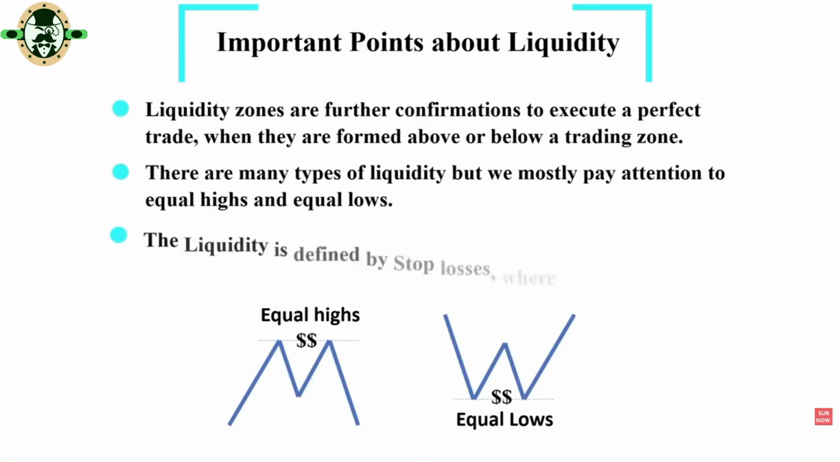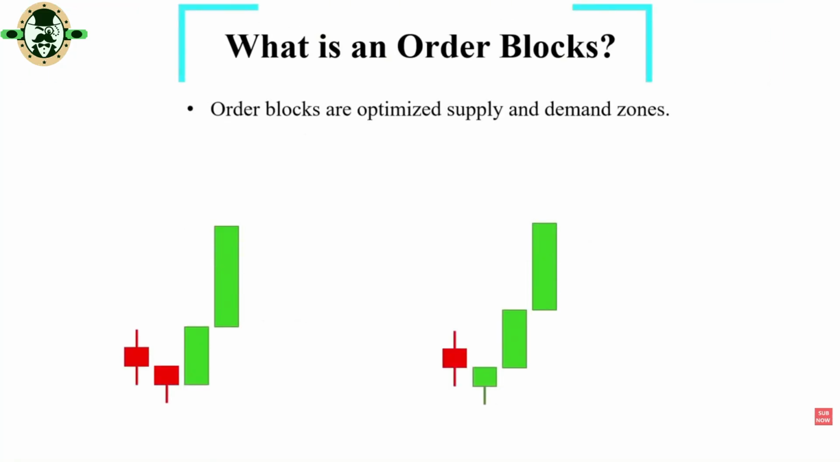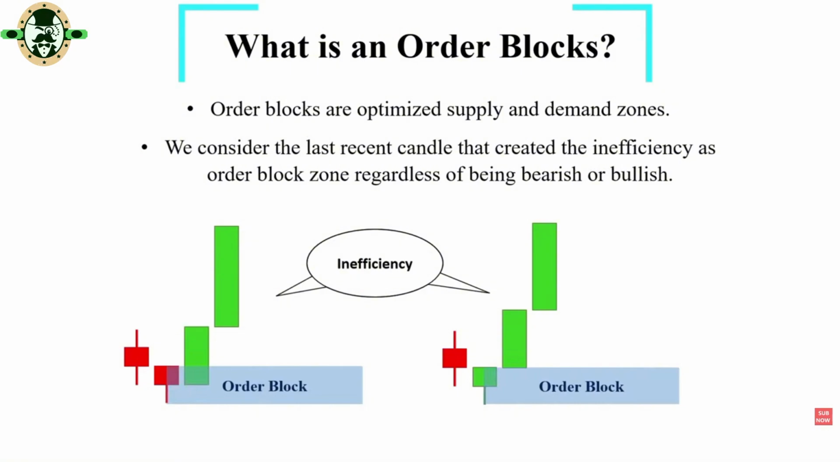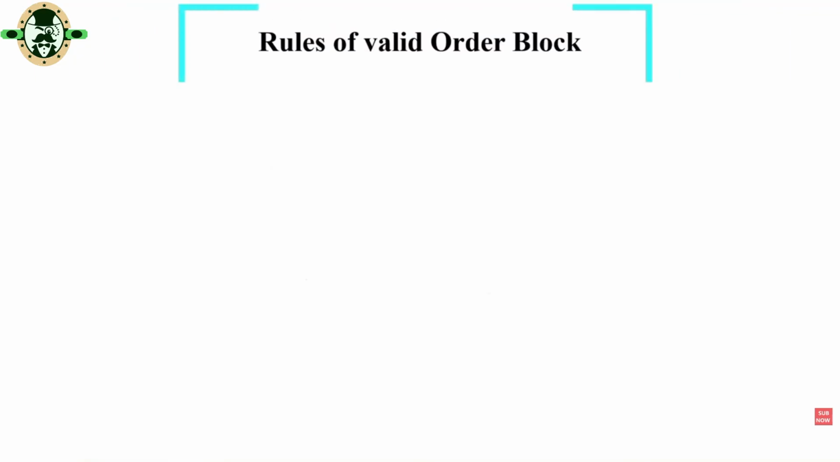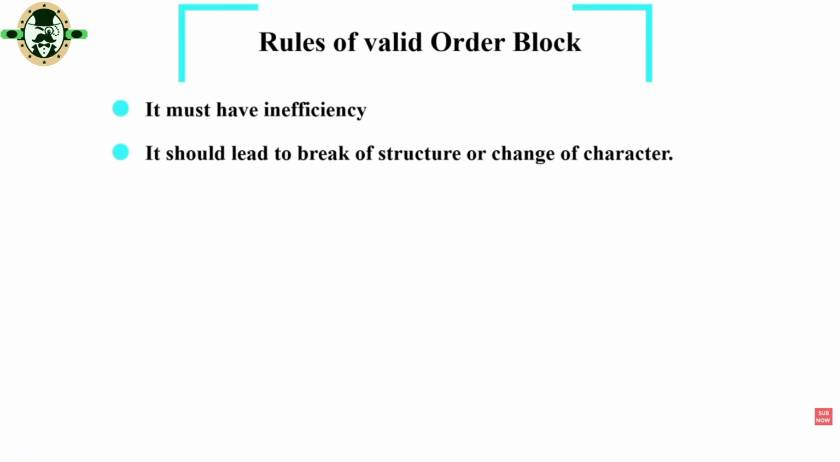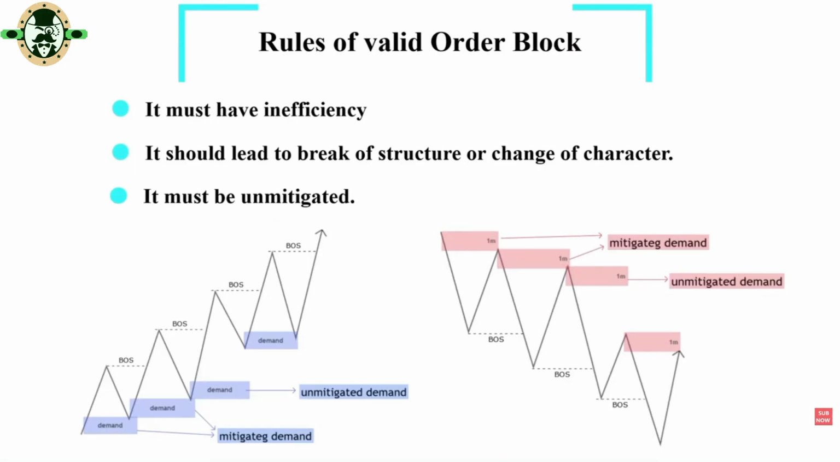Order blocks are optimized supply and demand zones. We consider the last recent candle that created inefficiency as an order block, regardless of being bullish or bearish. But there are 3 rules for a valid order block. It must have inefficiency. It must lead to a break of structure or a change of character. It must remain unmitigated. Unmitigated means it has not been tested by price yet.